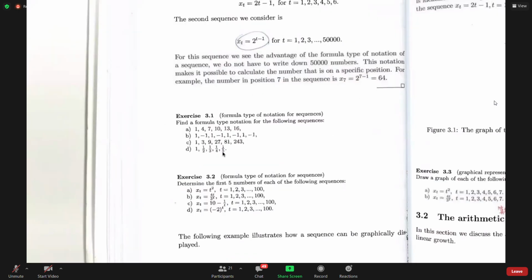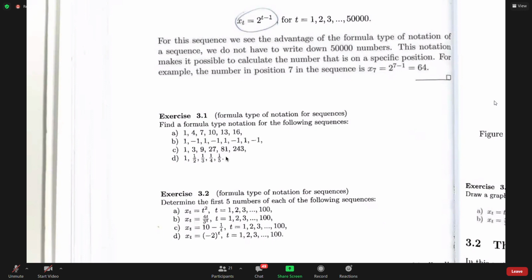We have this exercise right here. We won't do it all. I just wish to show you 1 or 2 examples so that you understand kind of what a sequence looks like. Let's take a look at exercise A. We have the sequence 1, 4, 7, 10, 13, 16, and so on. It should be continued, you know, like it goes on until it doesn't go on anymore. How do we determine the rule of this sequence? Because it asks us to find a formula type notation for the following sequences. So let's go ahead to the whiteboard.